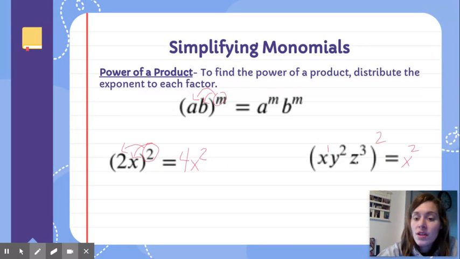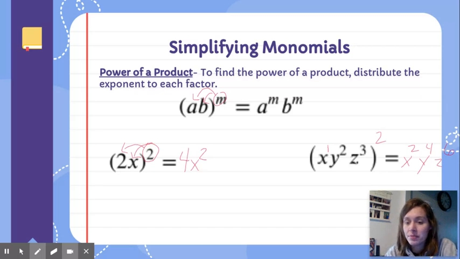And then y squared squared, right? Distribute the 2. 2 times 2 is 4. And then z cubed squared. 2 times 3 is 6. And so now we've simplified.